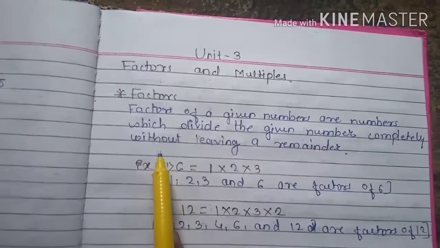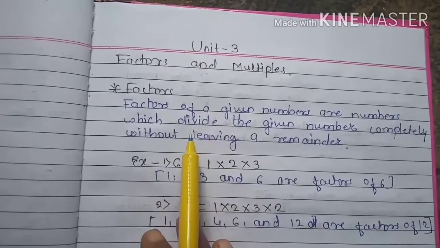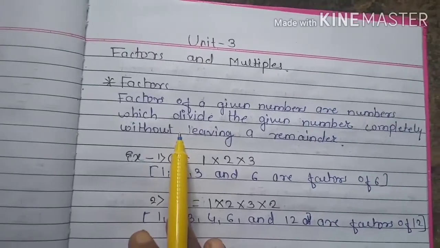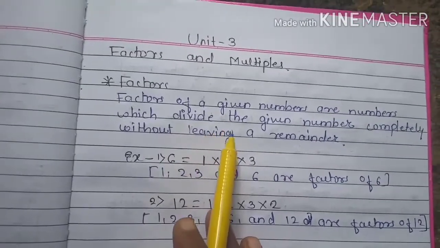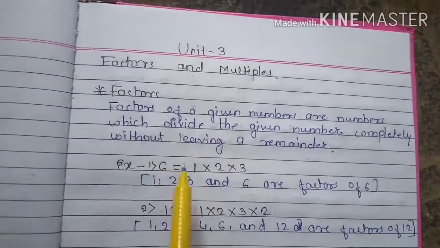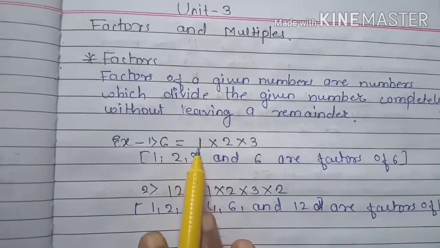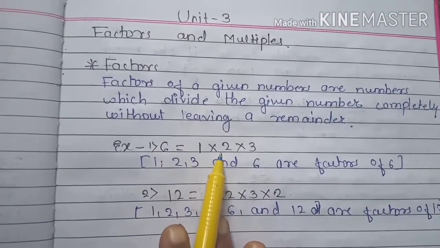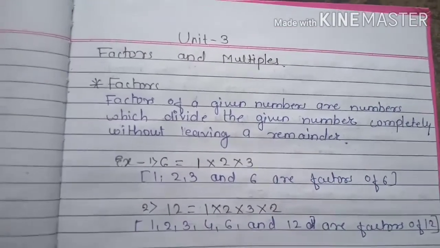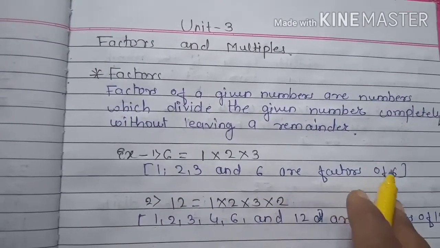So factors means what? Whenever we divide the given number by another number, the remainder will be 0. If the remainder is not 0, then it is not a factor of that number. The remainder should be 0, then it is called a factor of the given number. For example, see here, 6. So 6 can be divided by 1, 6 can be divided by 2, 6 can be divided by 3, and 6 can be divided by 6 also. So see here, 1, 2, 3 and 6 are factors of 6.